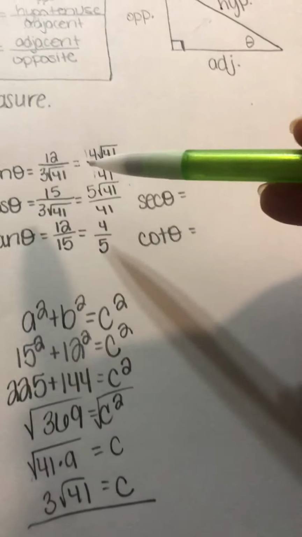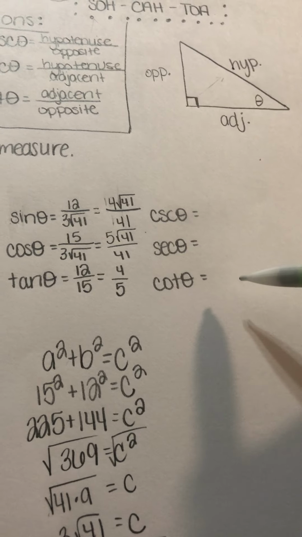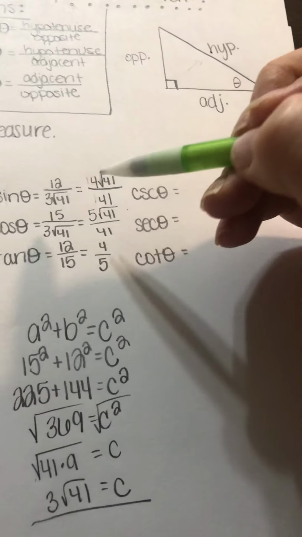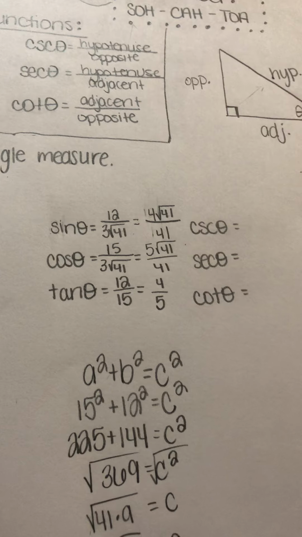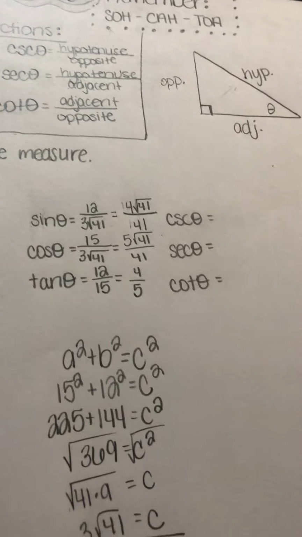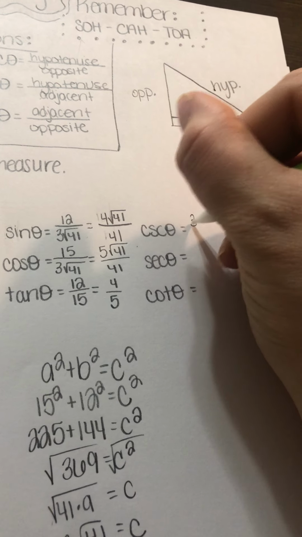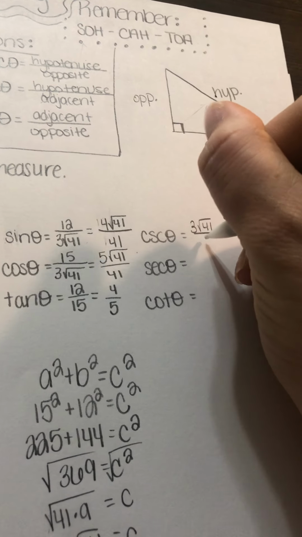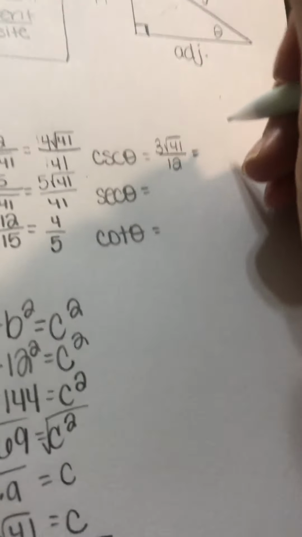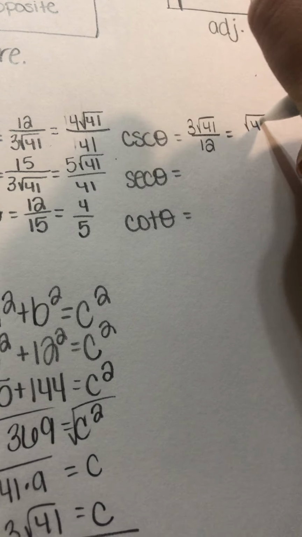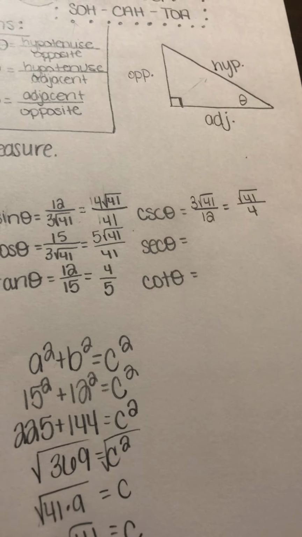Okay, once we know these three, all we have to do is flip them to get these because they're the reciprocals. So if I were you, I would flip the first one that had the radical on the bottom, because when you do, it's going to bring it to the top automatically, and we won't have to rationalize. So let's flip it, and it'll be 3 square root of 41 over 12, and we know 3 over 12 reduces to 1/4. So it'll be the square root of 41 over 4. And that'll be your answer for cosecant.